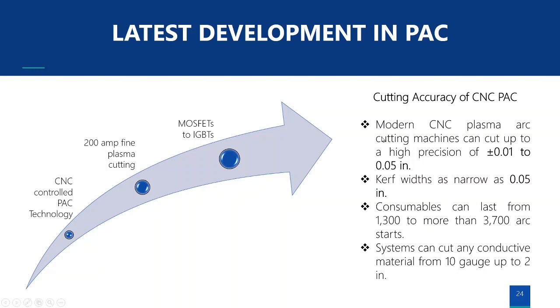The cutting accuracy of CNC plasma cutting machines: modern CNC plasma cutting machines can cut with a high precision of 0.01 to 0.05 inches. Kerf widths are as narrow as 0.05 inch. Consumables can last from 1300 to more than 3700 arc starts. And the system can cut any conductive material from 10 gauge up to 2 inches.